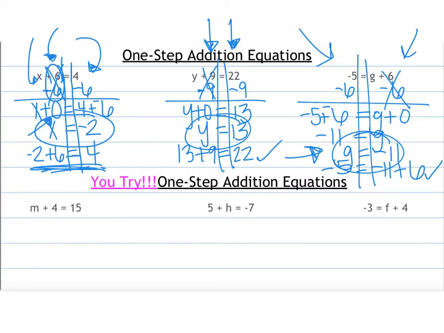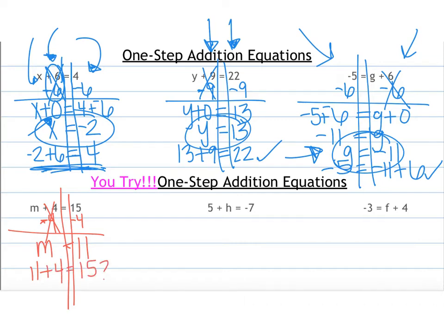I'm going to go through these kind of fast. M plus 4 equals 15, so I'm going to subtract 4 on both sides. My line goes all the way through. So I have M equals 11, and then I ask myself, does 11 plus 4 actually equal 15? Yes, it does. So M equals 11.